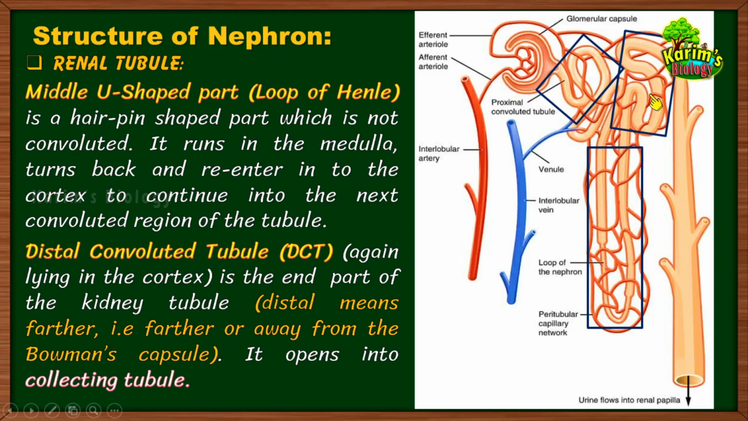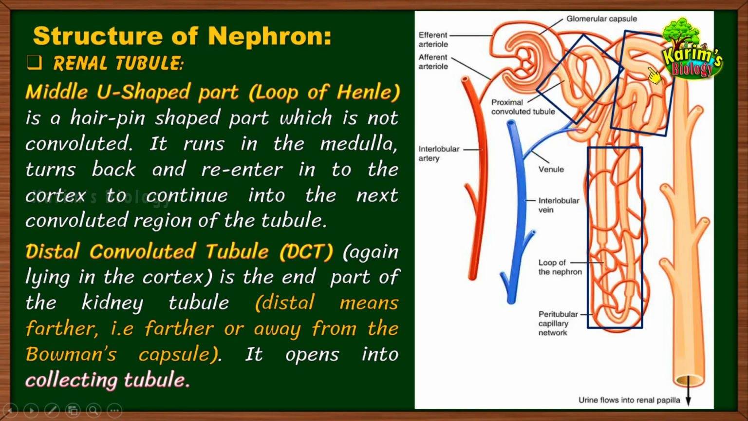And where is it located? Is it nearer to the Bowman's capsule or away from the Bowman's capsule? See, proximal convoluted tubule is called proximal because it is nearer to the Bowman's capsule, and it is distantly arranged from the Bowman's capsule. That's why it is called distal convoluted tubule. So distal means farther, that is away from the Bowman's capsule. As this DCT or distal convoluted tubule is arranged away from the Bowman's capsule, that's why it is called distal.